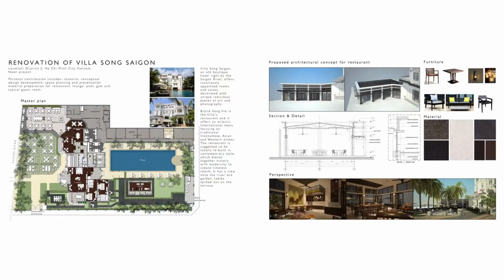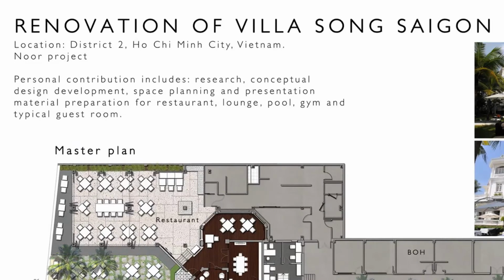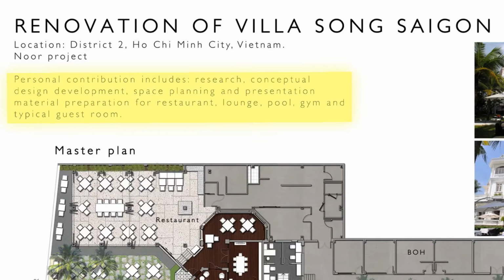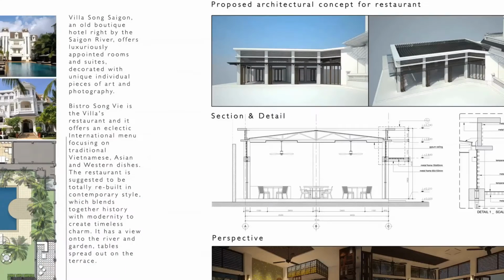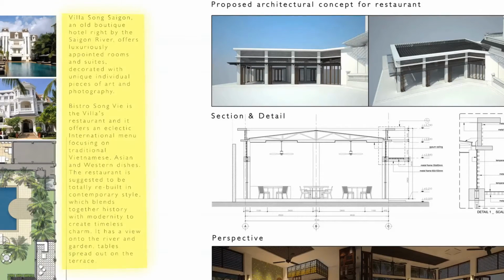This double-page spread shows us the renovation of a villa. The plan is very intricate, shows us interior and exterior. There is a description again of the student's personal contribution, the location of the project, along with some important background information.